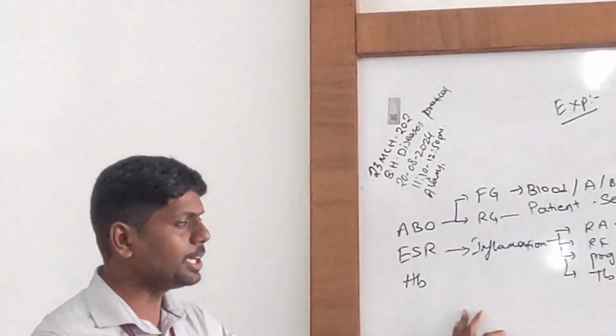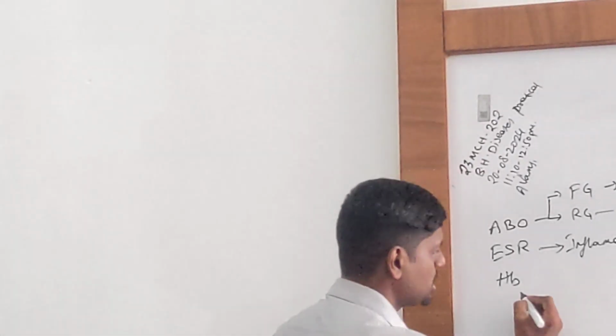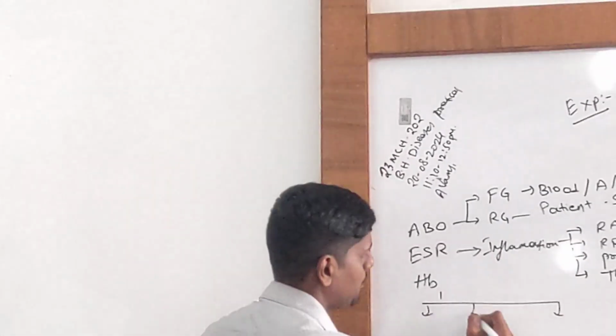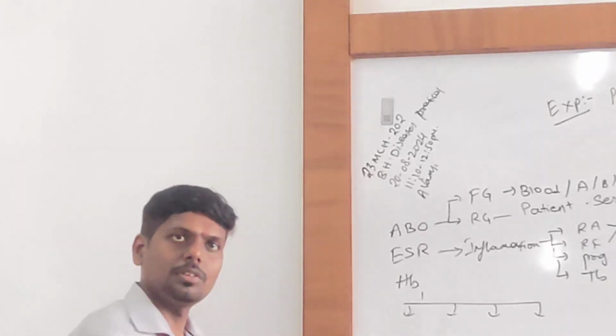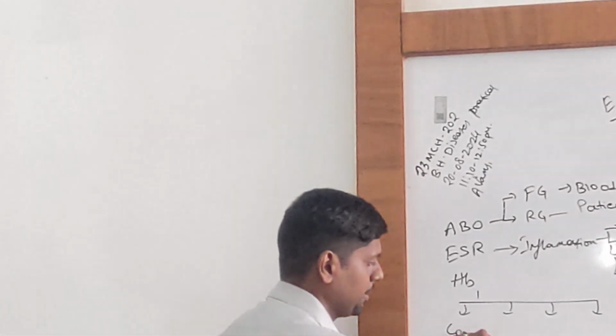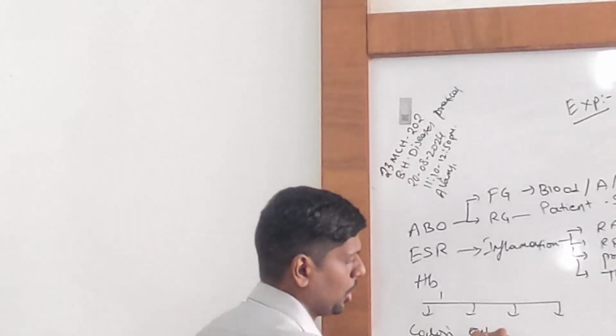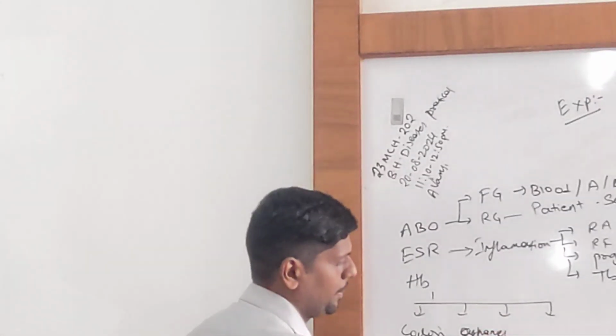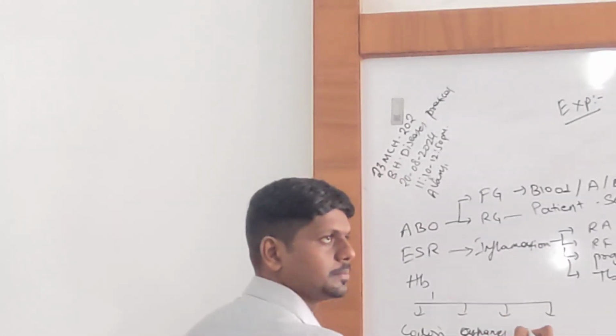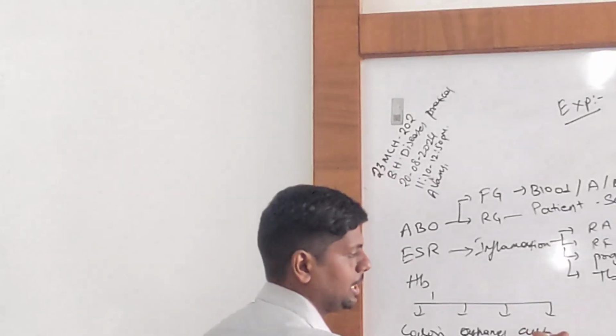Very good. We are coming to the HB. So, methods of HB estimation. Yes, colorimetric method, cyanmethemoglobin method, then automated method.